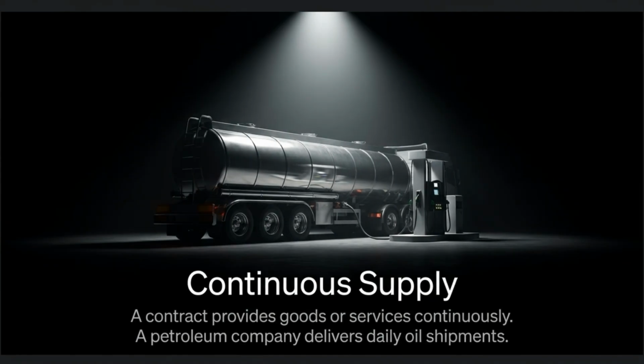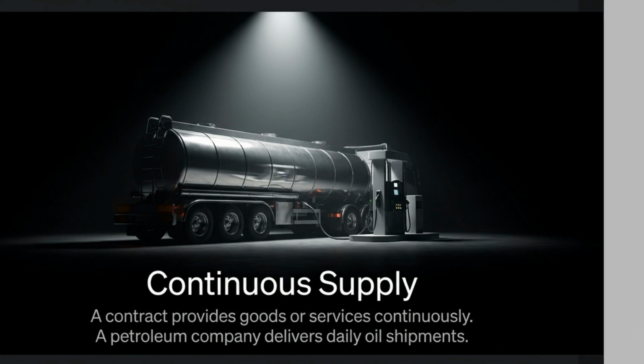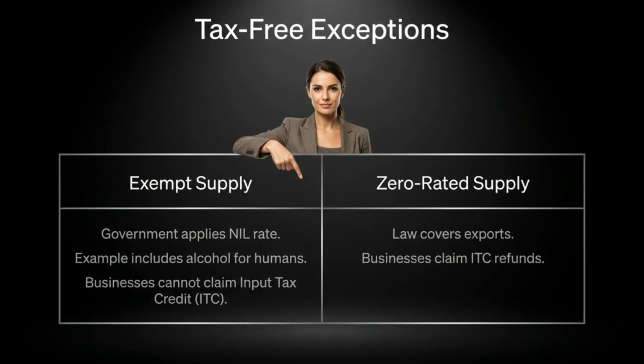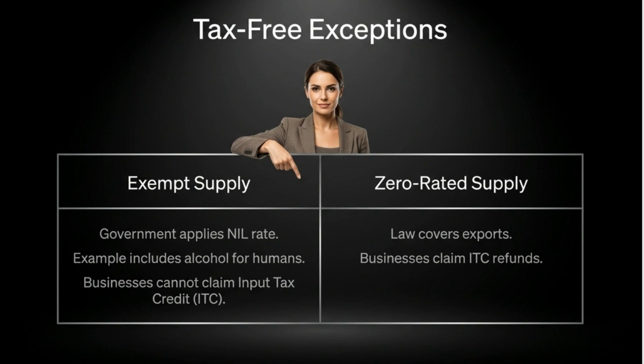Continuous supply occurs when goods or services are provided repeatedly under a contract, such as a petroleum company delivering daily fuel shipments. Exempt supplies, like certain goods at a nil rate, do not allow for input tax credit claims. Conversely, zero-rated supplies, which include exports, allow businesses to claim refunds on input taxes.